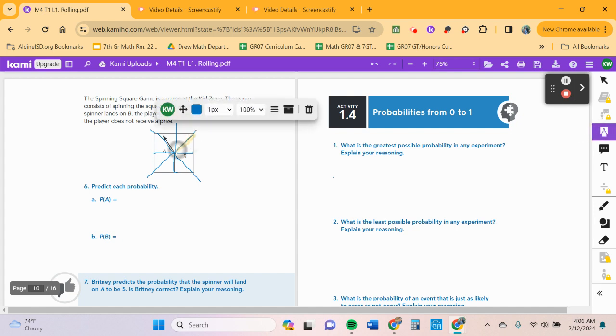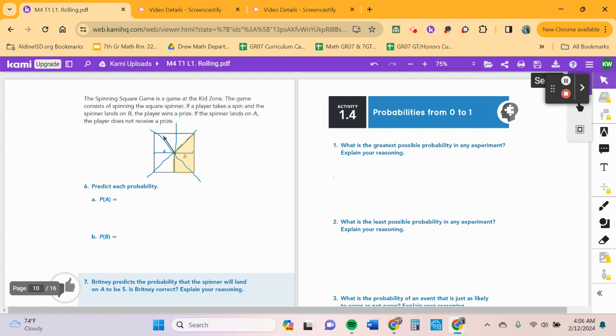Now, if you got lost in your lines, I'm going to go ahead and highlight the prize section, which is B. So that's right here. So looking at the prize section, B, we can now see the comparison with those equal sections comparing section A and section B. So now let's predict the probability.